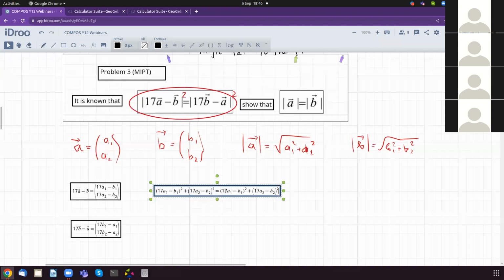And so here we have B1, A, B, A. And now we just expand it.